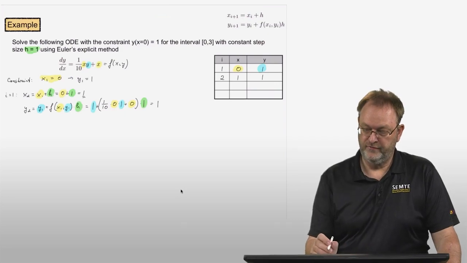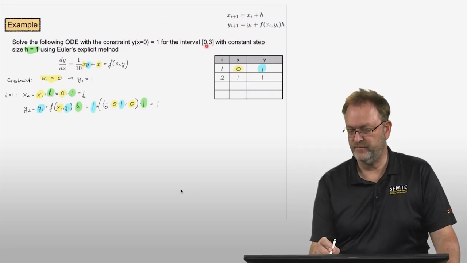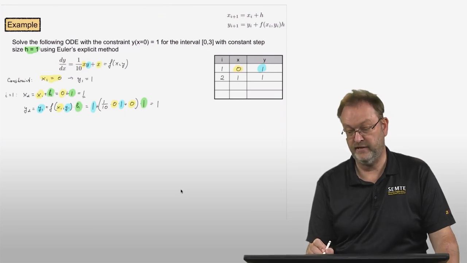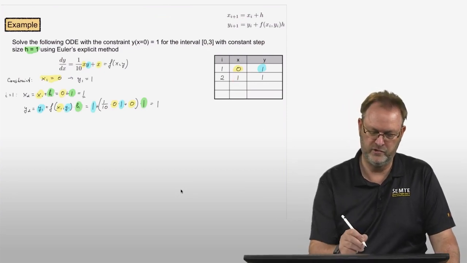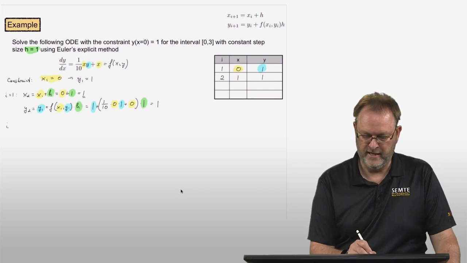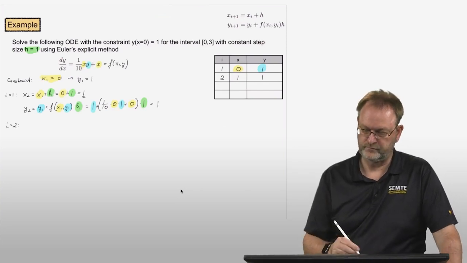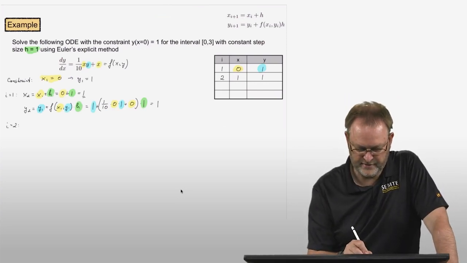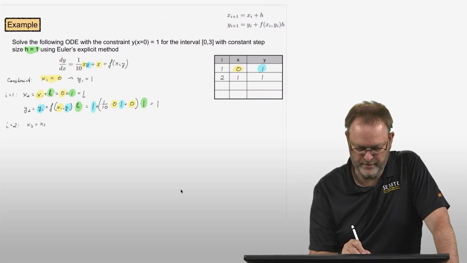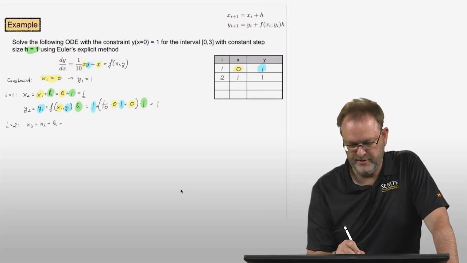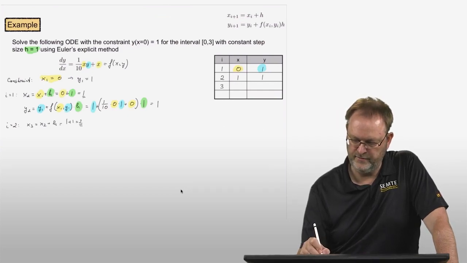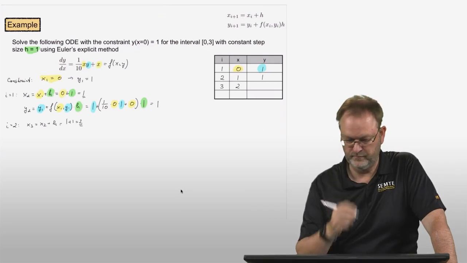Okay, I need to solve this all the way to the interval from 0 to 3. So I have the solution at 0. That was my initial constraint. I now have the solution at x equal to 1. And I have to go all the way to x equal to 3. So let's keep on going then. For i equal to 2, I have x3 is equal to x2 plus h, which is 1 plus 1, which is equal to 2. So if i is 3, x is 2.